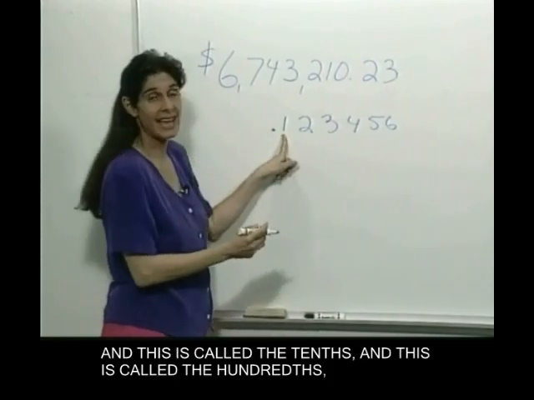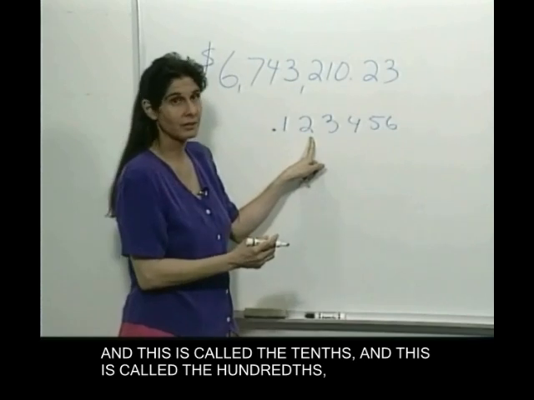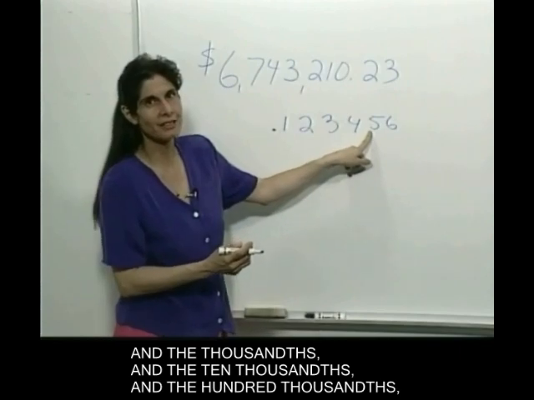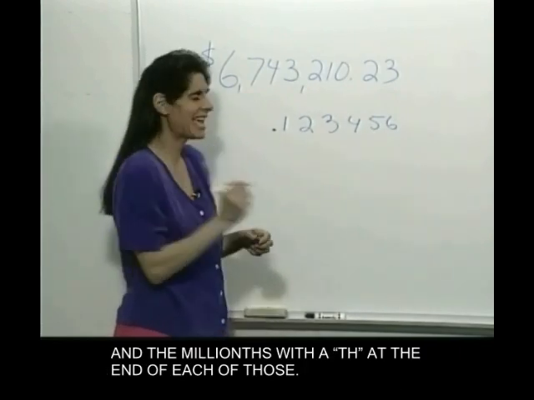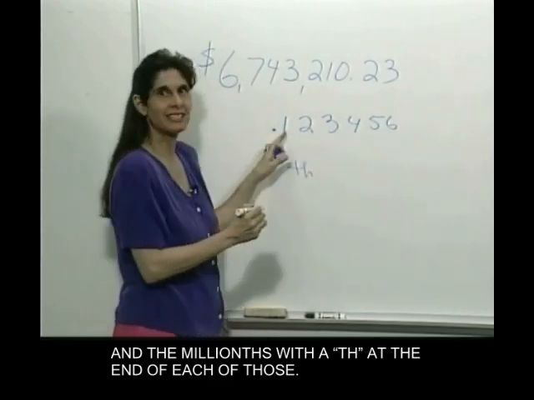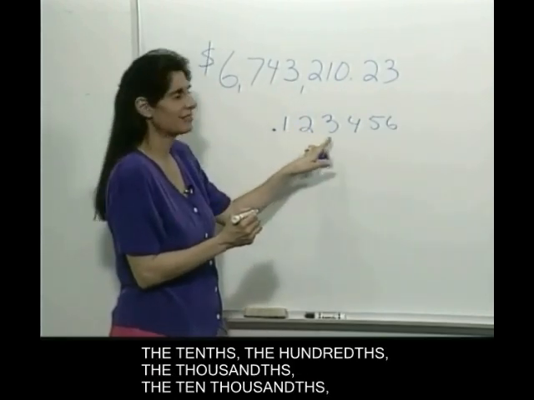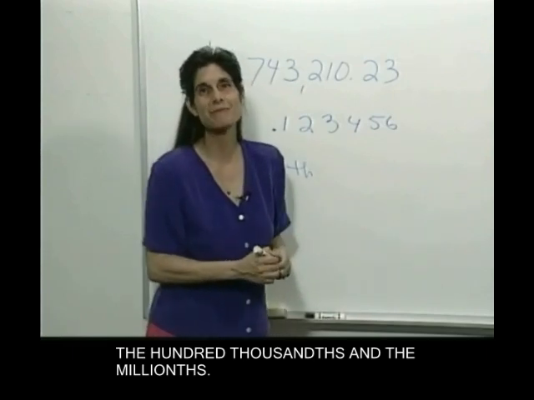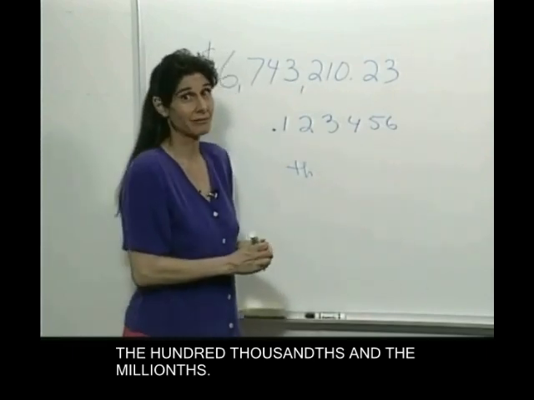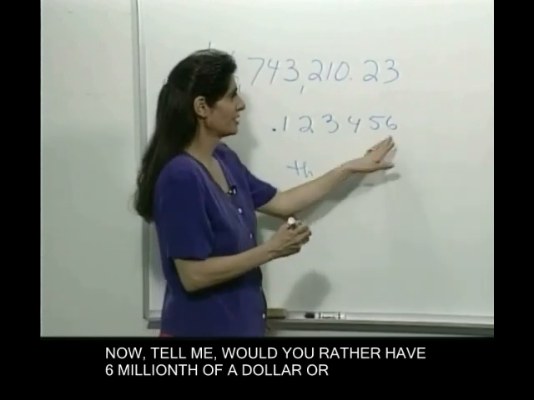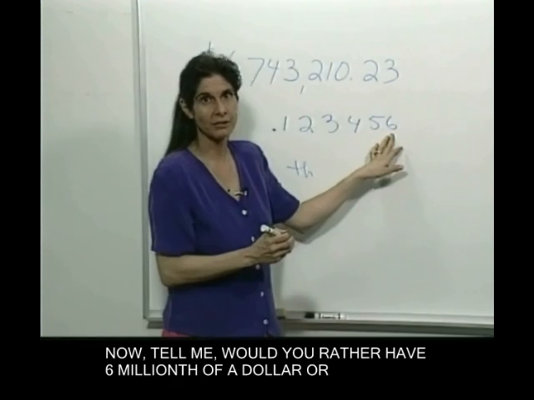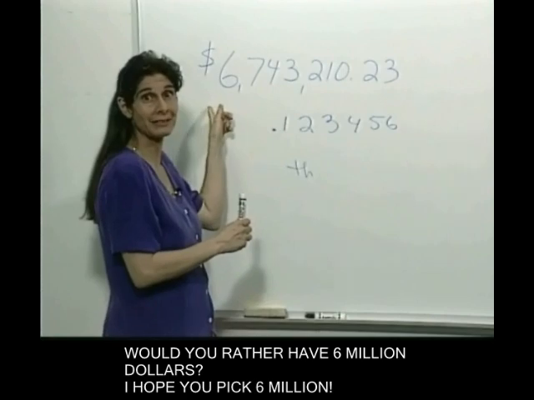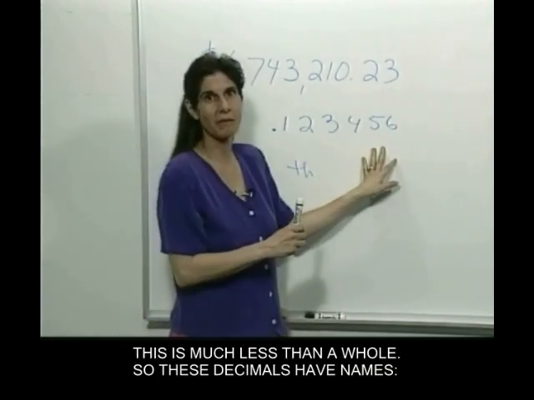And this is called the tenths, and this is called the hundredths, and the thousandths, and the 10,000ths, and the 100,000ths, and the millionths, with a TH at the end of each of those. Now, tell me, would you rather have 6 millionths of a dollar, or would you rather have $6 million? I hope you pick 6 million.